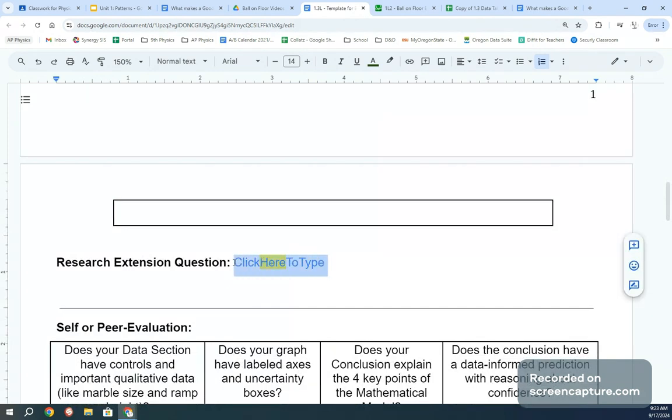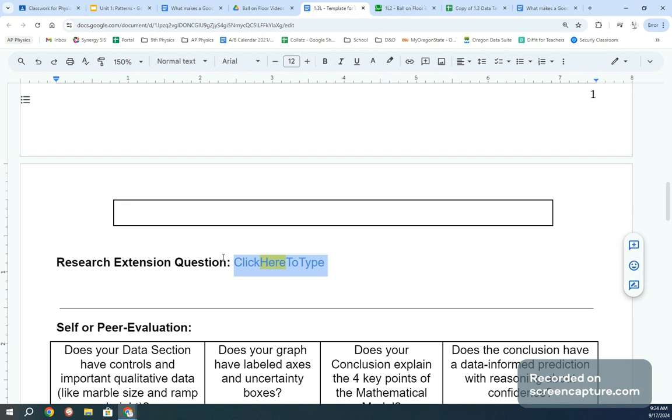Don't forget to do the research extension question. And again, I reminded a lot of people to do this as soon as we were starting to talk about the ball on the floor and all the really good questions that you guys were coming up with in terms of what we could be asking questions about. Those are all research extension questions. Instead of letting it roll and seeing how long it takes to go certain distances, we could have tested any other thing.